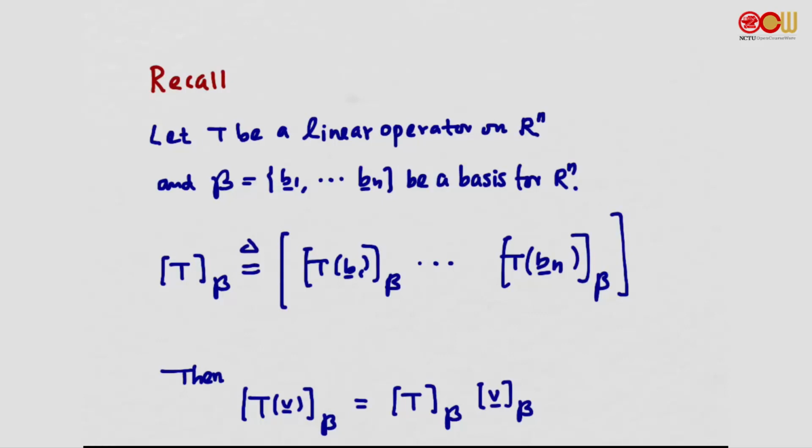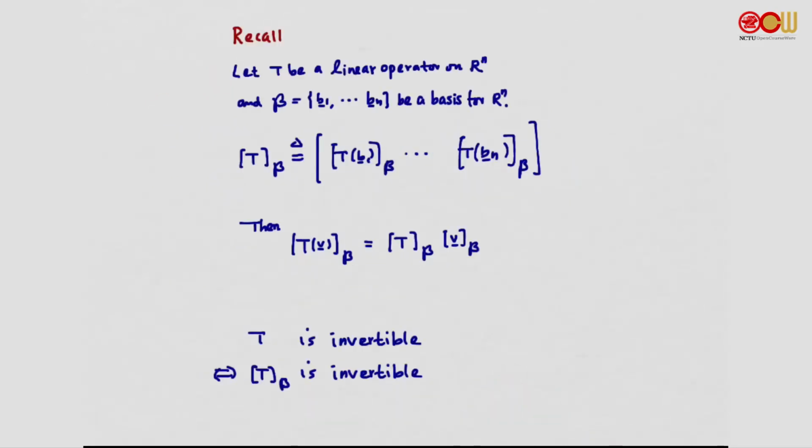Then, if we want to compute the coordinate vector of an image, it can simply be computed like this. It is the matrix vector product. The matrix is the matrix representation of T, and the vector is the coordinate vector of V. And we have derived a number of results about matrix representation. For example, T is invertible if and only if its matrix representation is invertible.